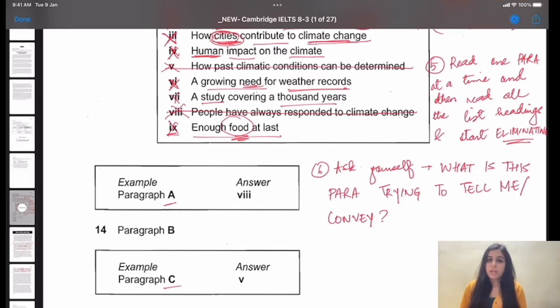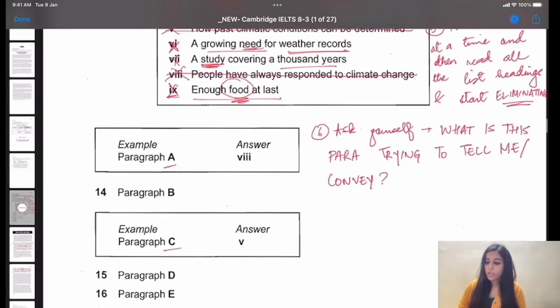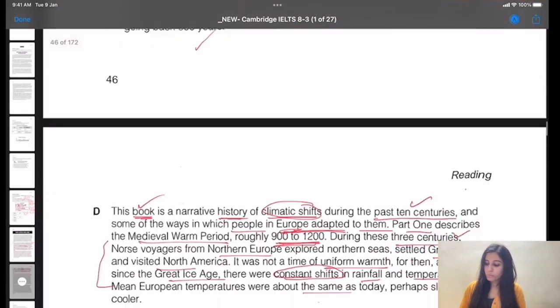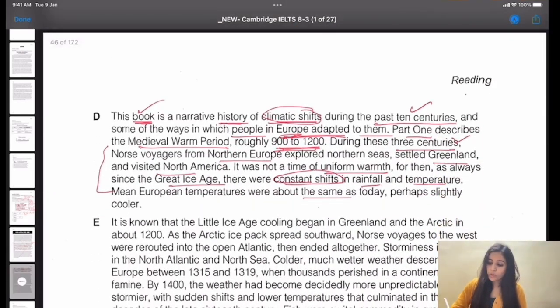Then a study covering 1,000 years. Yes, there's a mention of a book, so that could be a study, that could be a research experiment, so on and so forth. But is it talking about covering 1,000 years? Let's go back, read it. So the book could be a research, study, or experiment. Pardon me for my bad handwriting, I'm writing really fast. I hope you can understand.